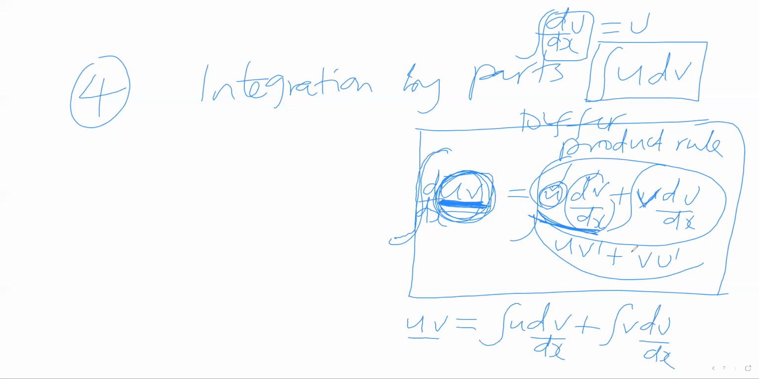Now you've seen what I've done. So I take this to the other side. What am I going to have? I'm going to have uv minus, because it's positive. So when it goes this side, it will be minus, so minus v du dx. You can see this will remain like that, and it's positive. So I'll write it here.